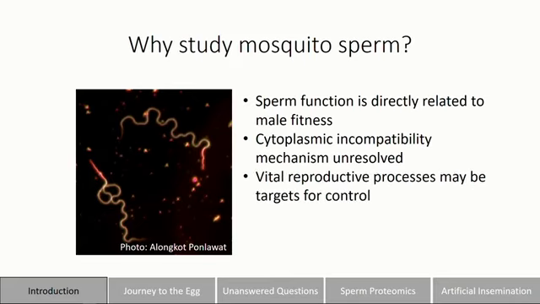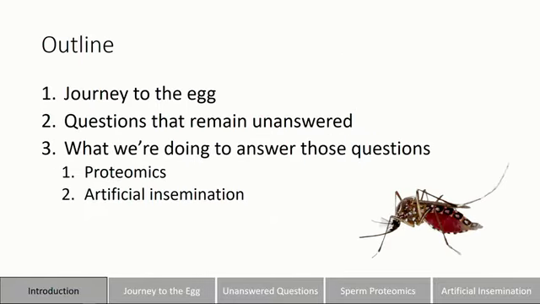And then, as Doug gave us a great introduction to, sex is important and could be a valuable target, and there are likely vital reproductive processes surrounding sperm and within sperm that could be potential targets for future vector control strategies. So with this talk, it's my goal to convince you that this is both an interesting and an important system to study. I'll be taking you on the same journey that sperm take through the female's reproductive tract to their ultimate destination of the egg. And I'll be highlighting along the way questions that we still haven't resolved as a scientific community.